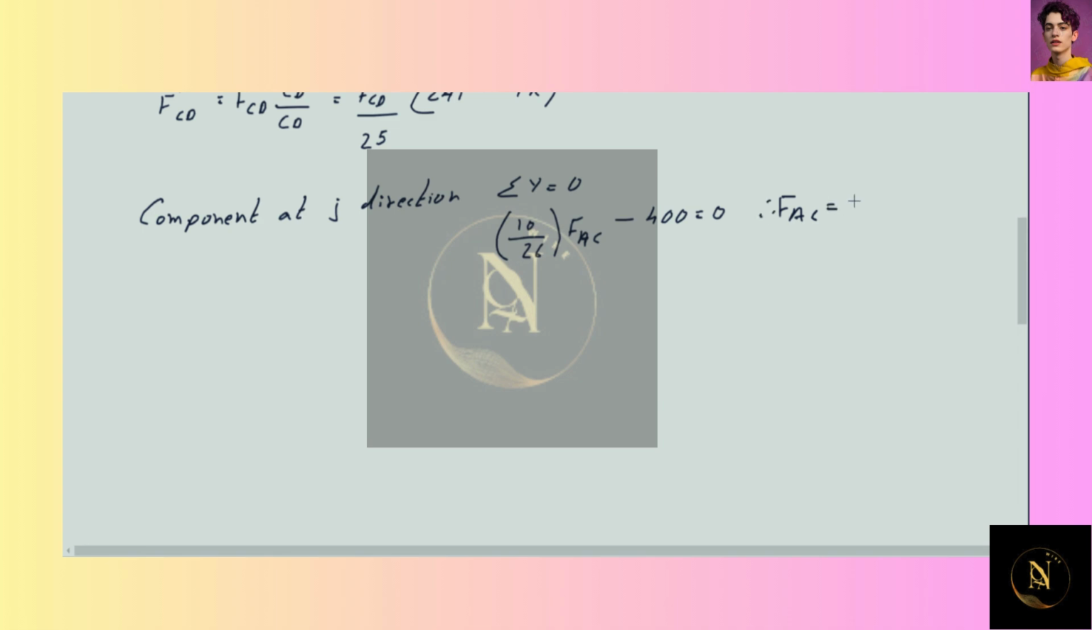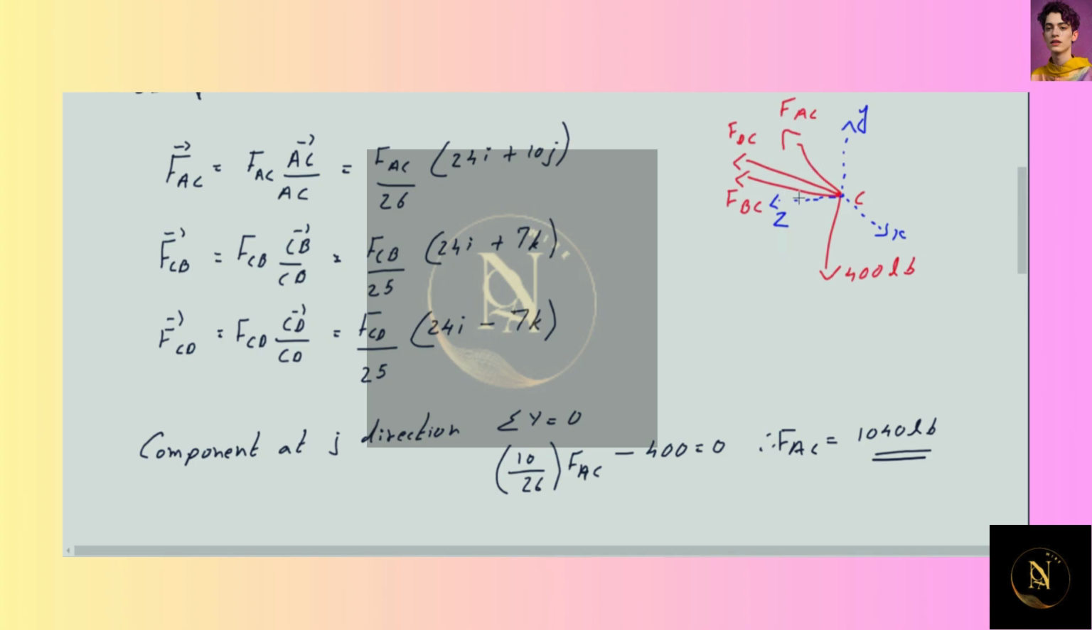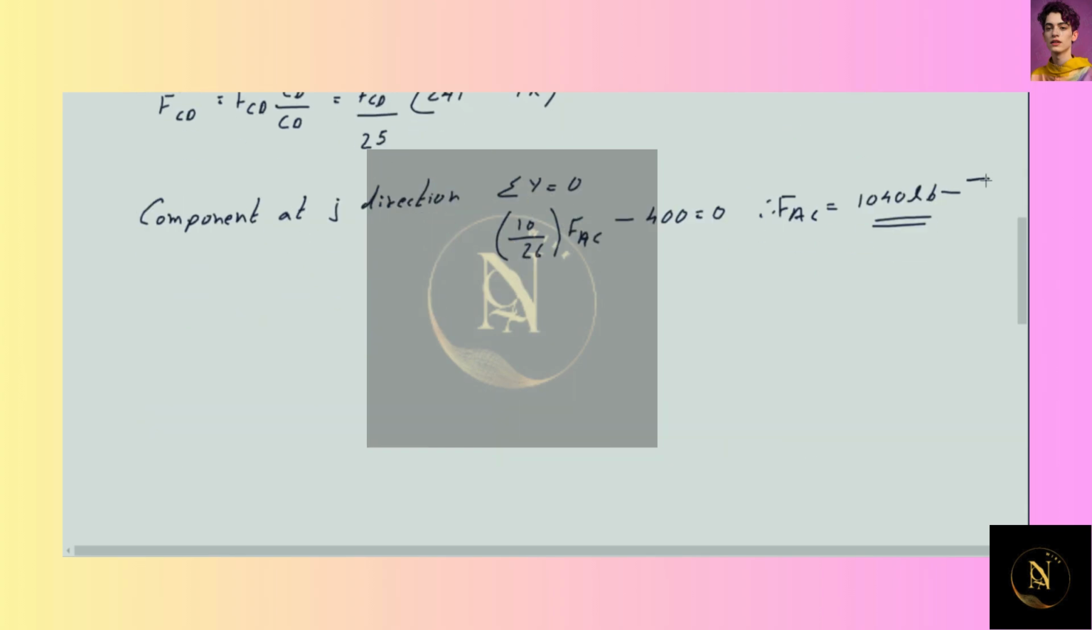Now from here we can find the value of FAC. Therefore FAC will be equal to 1040 lb. And you can see here FAC is going outward from the point C, that creates tension, so let's denote it by the letter T. Now the component in the K direction, so summation along Z equal to 0.